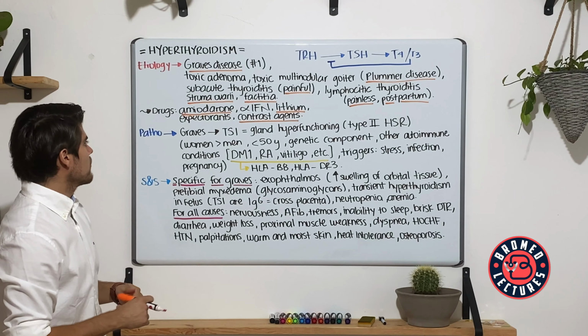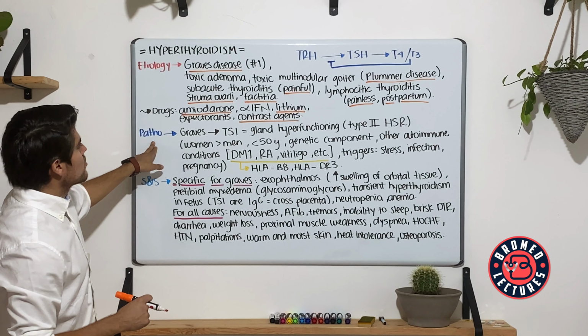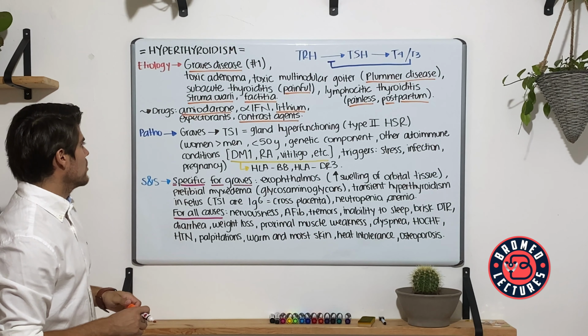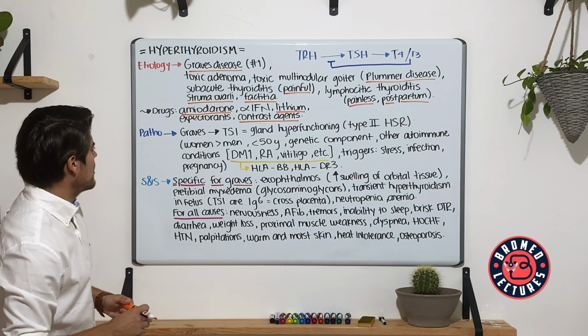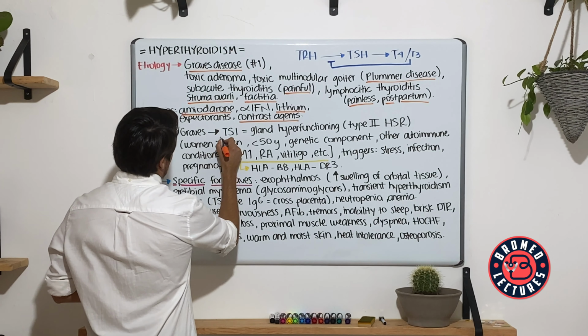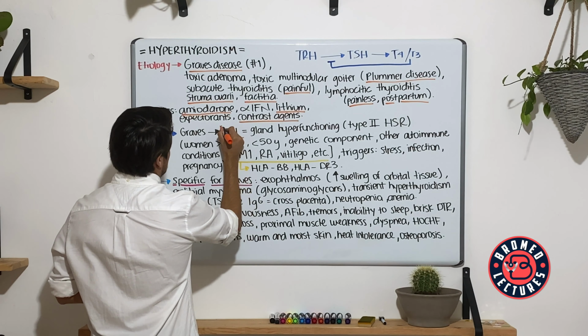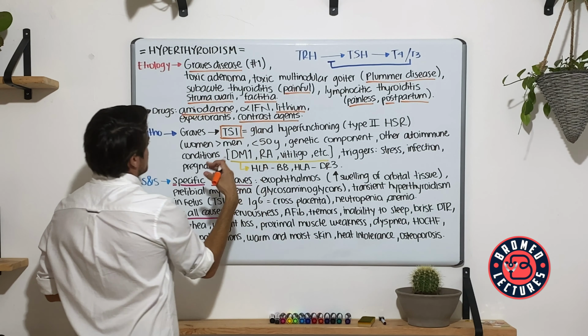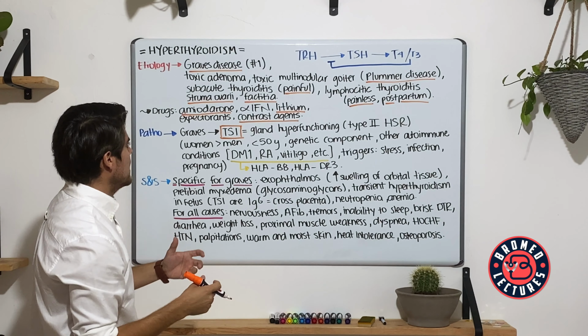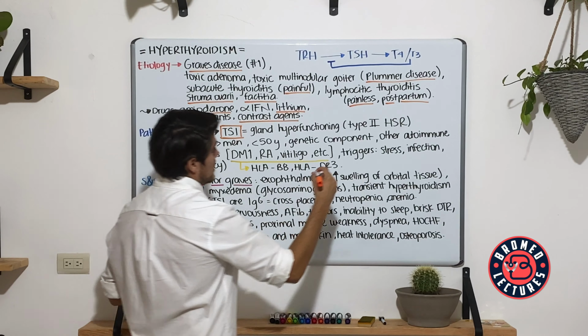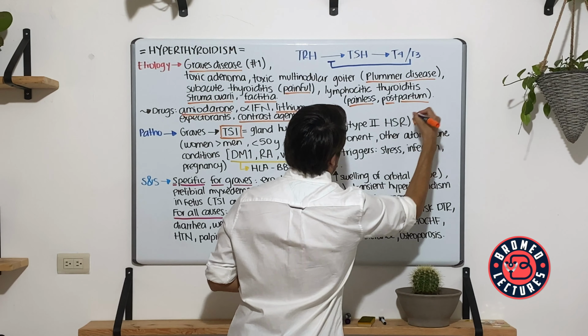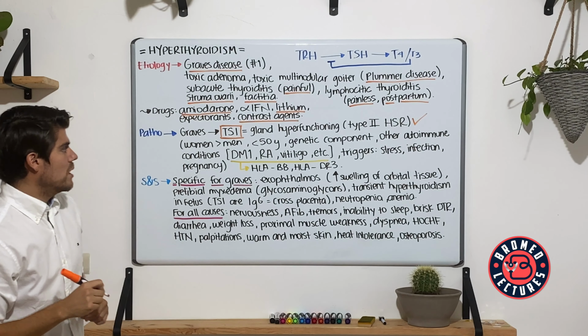Now, the pathogenesis, we're going to focus more on Graves' disease, as I told you. The important thing about it is that you have this thyroid-stimulating immunoglobulin, and this is going to produce hyperfunction of the gland. This is considered a type 2 hypersensitivity reaction. You may remember from Step 1.